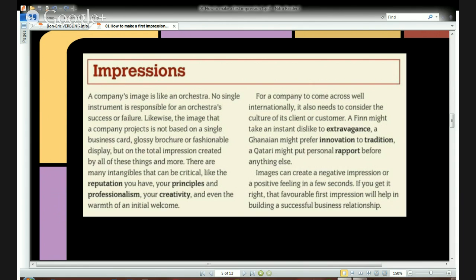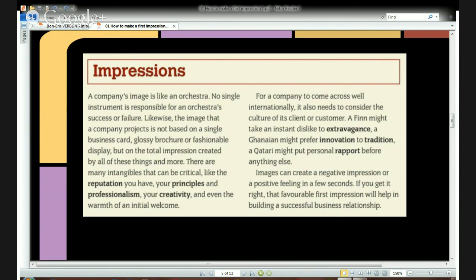Yeah, yeah. And what about all this stuff about the Finns and Ghanaians and Qataris? Well, it depends on the nationality because different cultures have different preferences. So perhaps for them, the top priority must be the relationship between the companies. Other ones would prefer innovation. So it depends on the culture. So generally, it's your reputation, which is, as Yuki said, many different images.